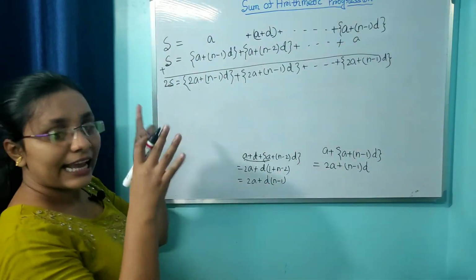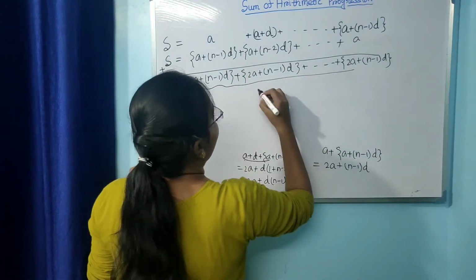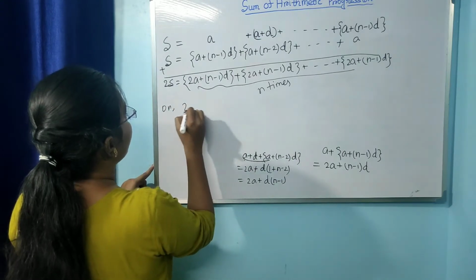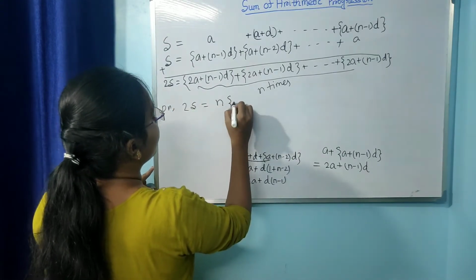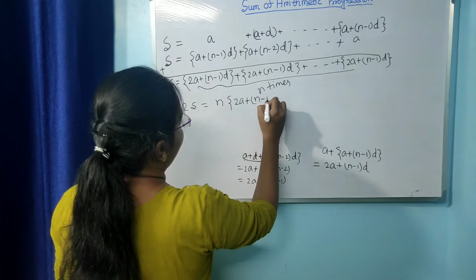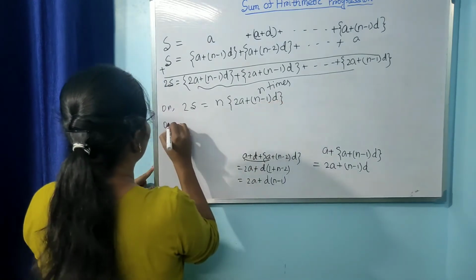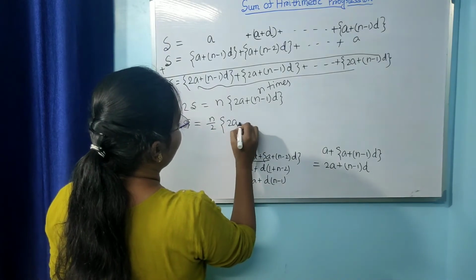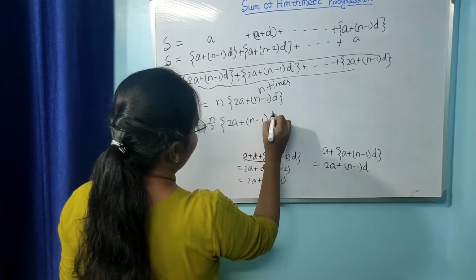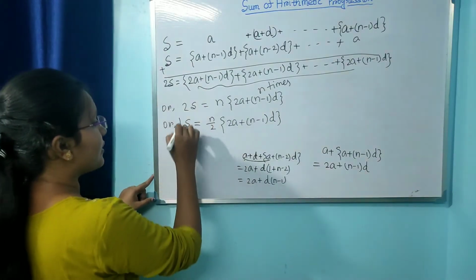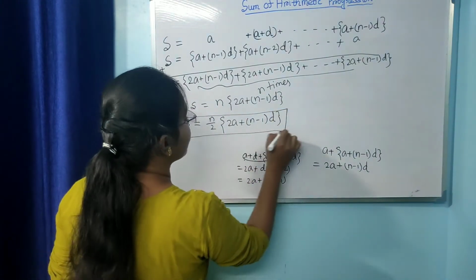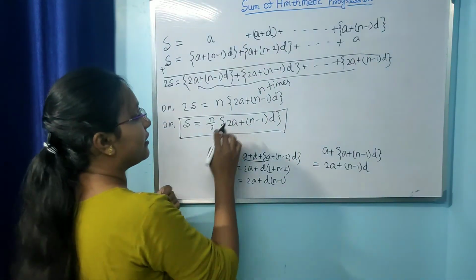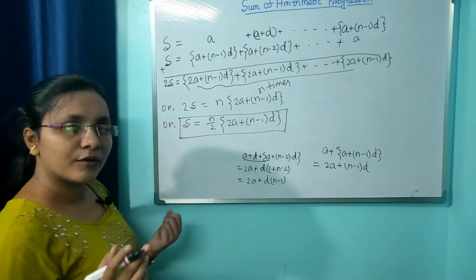That's when it contains n terms. So there is n times 2a plus n minus 1 d. So 2S is equal to n into 2a plus n minus 1 into d. Right? So it gives us S equals n by 2 times 2a plus n minus 1 into d. So this is the formula to find the sum of an arithmetic progression, where n is the number of terms, a is the first term and d is the common difference.